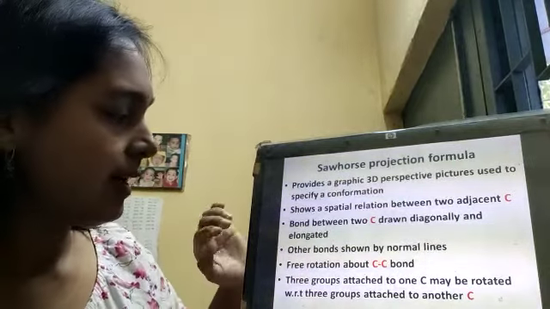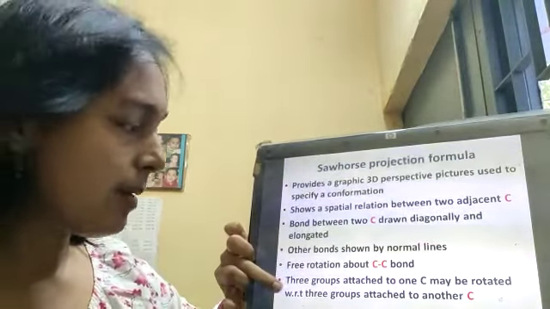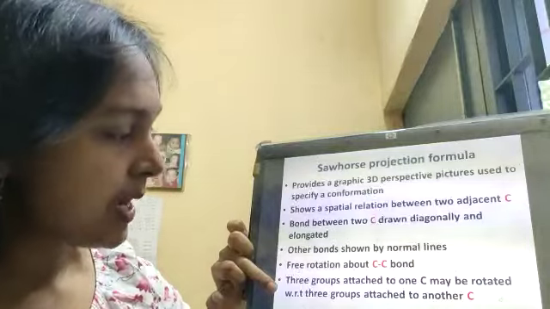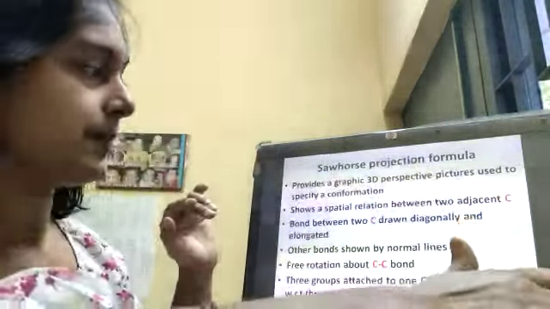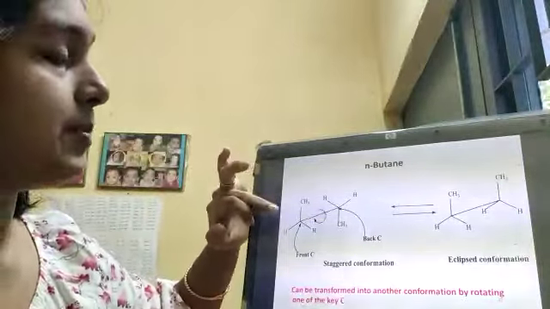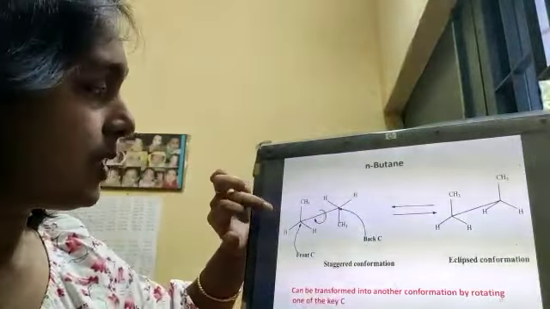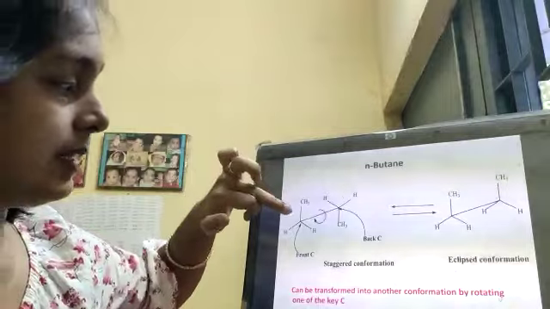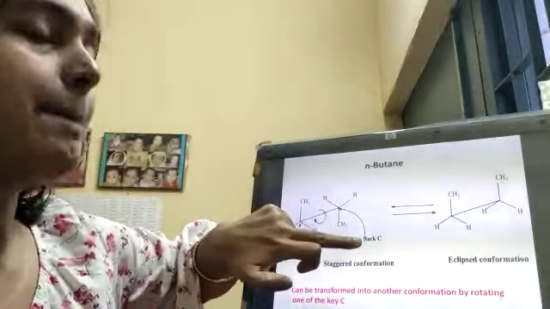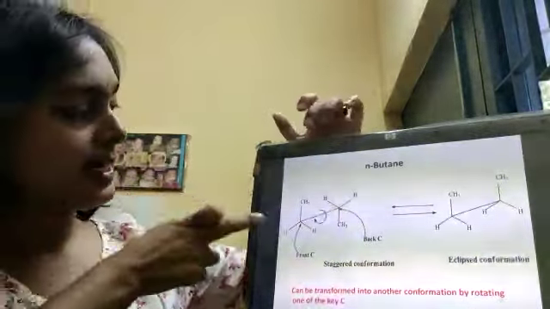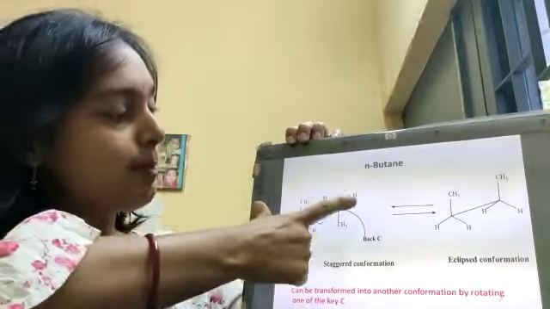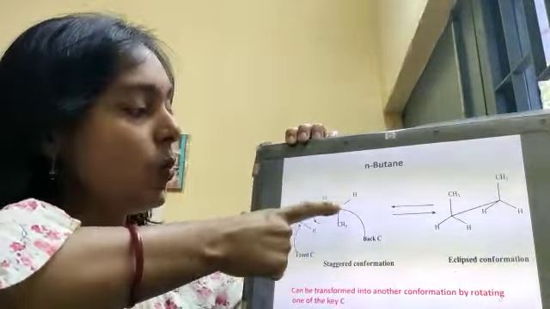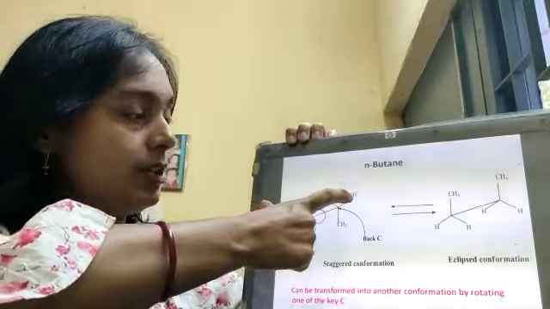So where we were, three groups attached to one carbon may be rotated with respect to the groups attached to another carbon. For example, I have taken the example of n-butane, where two carbons are there. This is the front carbon and this is the back carbon. The front carbon is linked with two hydrogens and one methyl group. Again, the back carbon is also attached with one methyl group and two hydrogens.